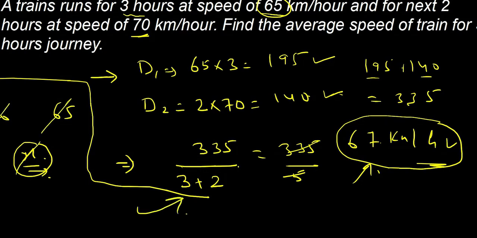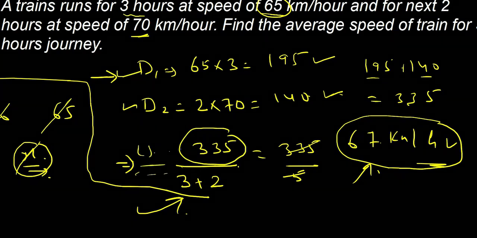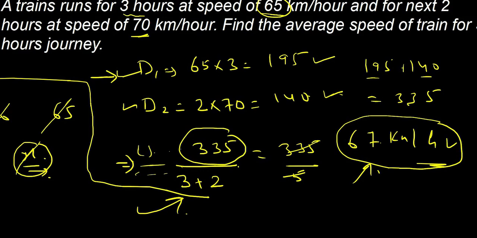If you are getting 3 speeds, you can also start in the same manner. Sometimes it will give you 3 speeds, so you take 3 distances added, divided by 3 time slots, so you can easily find out the value. So that's why I just took this question.